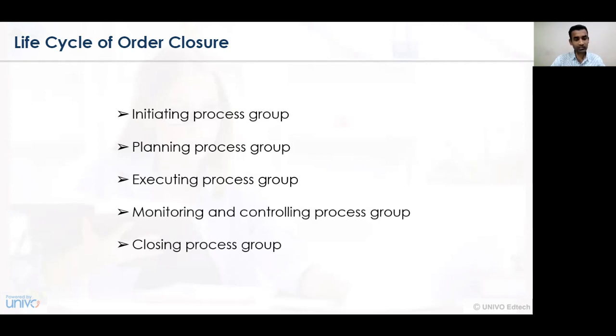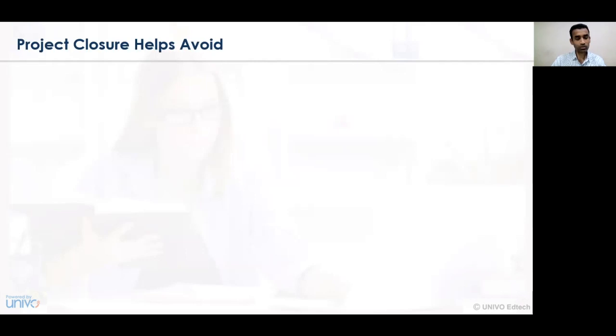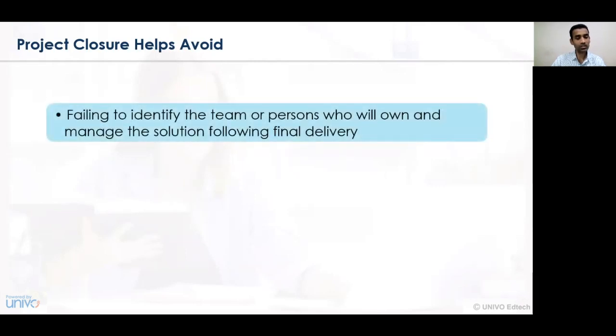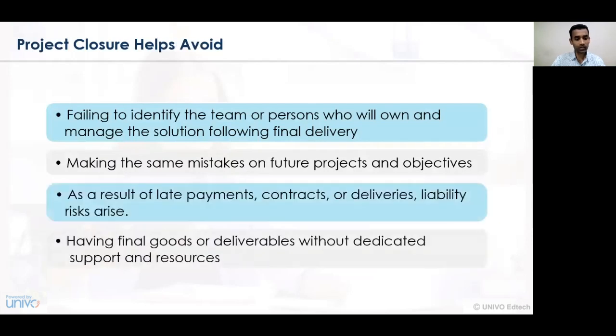Once all the activities have been completed, the process or activity needs to be closed down, and accordingly the process group needs to be closed. Now let's understand what project closure is. How does project closure help avoid certain problems? The failure to identify the team or person who will own and manage the solution will lead to problems in final delivery. So one has to identify who will be responsible for conducting a business transaction and how the final delivery will be completed, to avoid making the same mistakes on future projects and objectives.